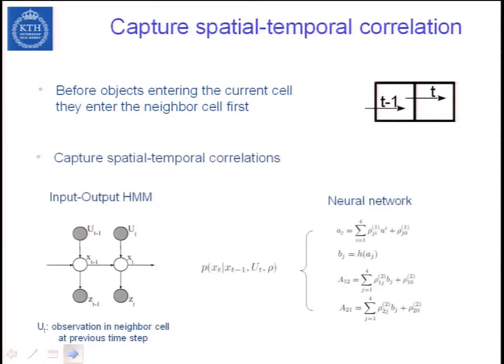For each cell, we use an input-output HMM to capture these correlations. The input is the observation in the neighbor cells at the previous time step. Essentially, we are using events happening in the neighbor cells as external information to make the current HMM ready for the upcoming transitions.